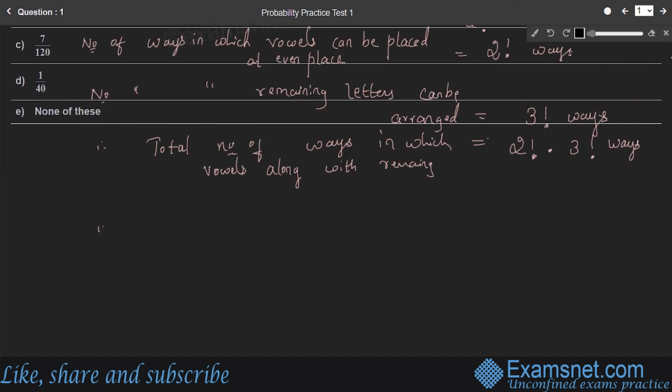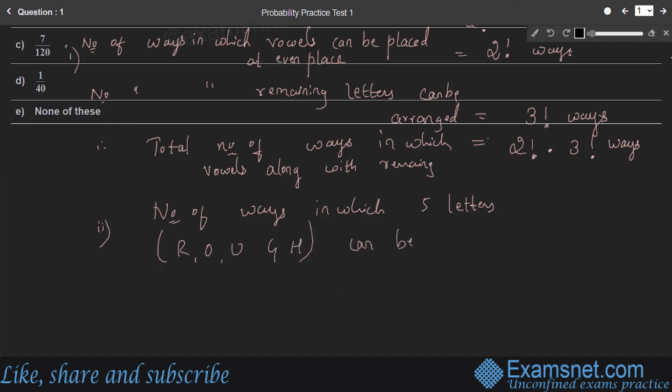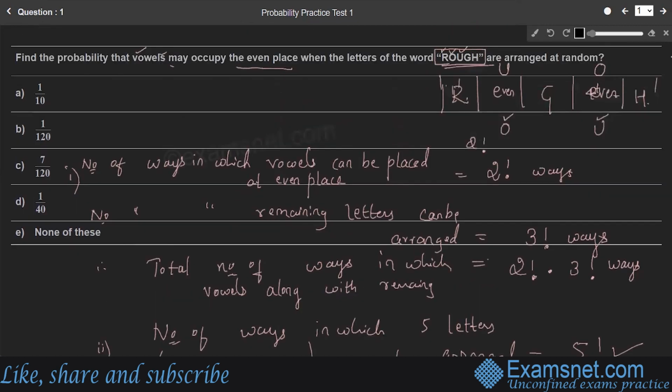So we'll consider the second point: the number of ways in which the 5 letters R, O, U, G, H can be arranged. The number of ways in which any 5 letters can be arranged is factorial 5. So instead of R, O, U, G, H, if you take any other letters, the number of ways will be factorial 5.